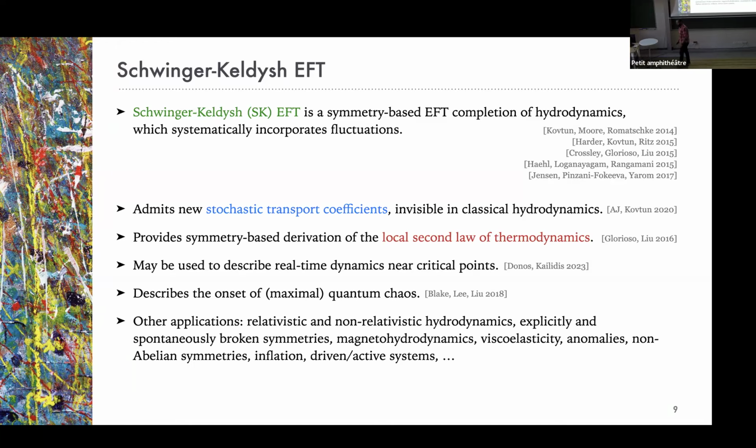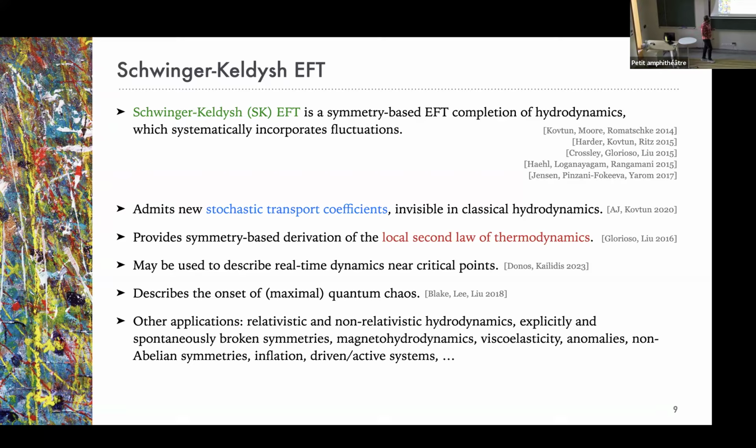This framework, in particular the KMS symmetry, also provides you with a symmetry-based explanation. I wouldn't say derivation, I did say derivation, but an explanation for why there is a local second law of thermodynamics in these theories. So where does the entropy current come from in this complicated thing? I won't talk about this today, but just to drop it there.